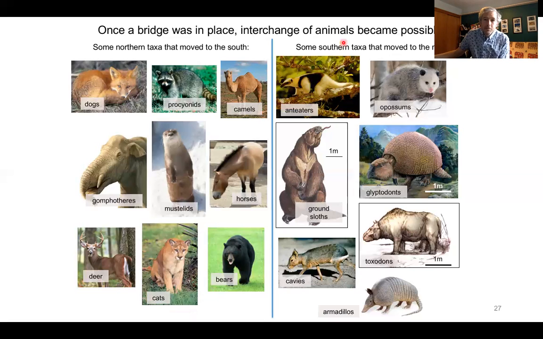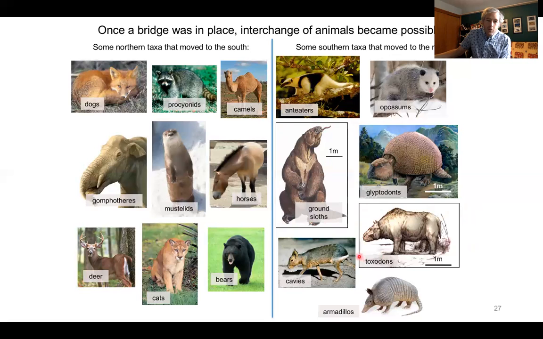Also, some taxa moved into the north. Anteaters colonized Central America and touch the very bottom of Mexico. Opossums have made it all the way up to Arizona and the southern states. Some giant ground sloths made it up from South America into North America. Same with the glyptodonts and the toxodons.